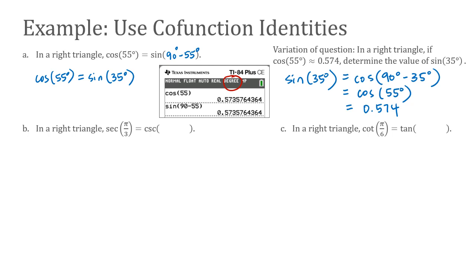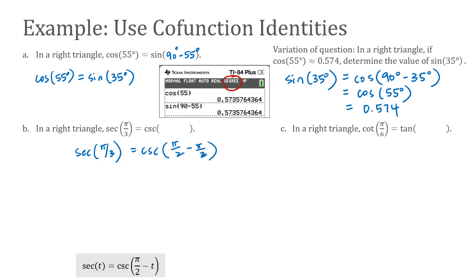Okay, part B. In a right triangle, if we have the secant of pi over 3, what is the value of the cosecant? So you need to remember the relationship between these cofunctions, secant and cosecant. So I'm going to say the secant of pi over 3 is going to be equal to the cosecant of pi over 2 minus pi over 3. And that's because in the relationship of this identity, those t's are the same.